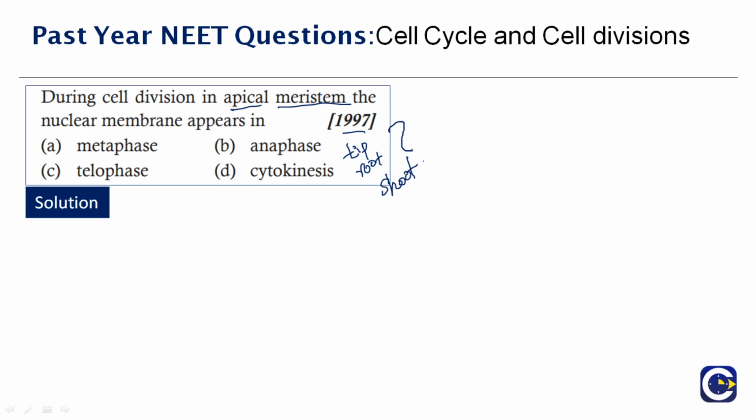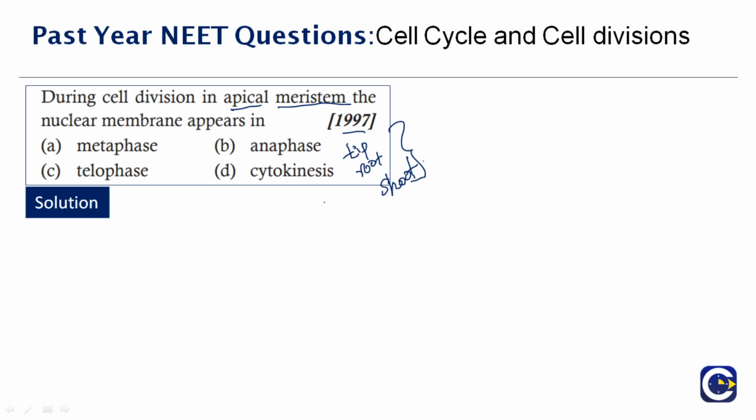And what is the function? They contribute to the length of the root or the shoot. Apical meristem can denote either a root or a shoot. Length increase can be towards the root, which penetrates into the soil, while the shoot system talks about the height of the plant. Now coming back to the question here: during cell division in the apical meristem, the nuclear membrane appears in dash.